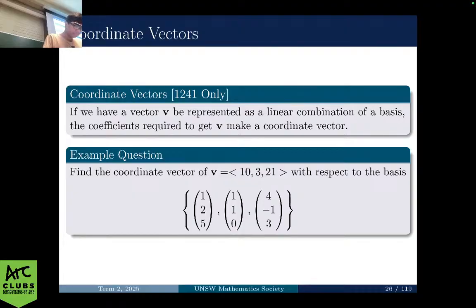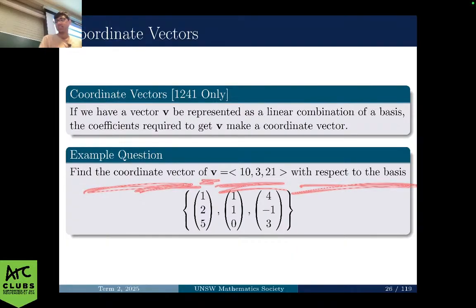Okay. So coordinate vectors. I believe this is 1, 2, 4, 1 only. Correct me if I'm wrong, but I will still go through this anyway. So if we have a vector v, and we can say it is a linear combination of a basis, the coefficients required make v a coordinate vector. So I want to find the coordinate vector of v with respect to this basis.